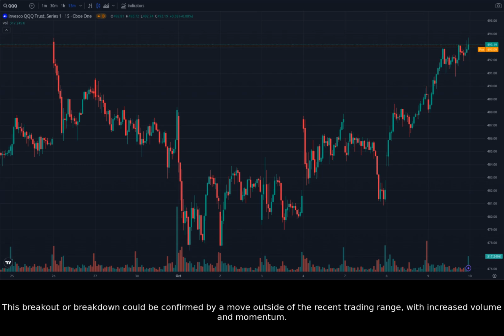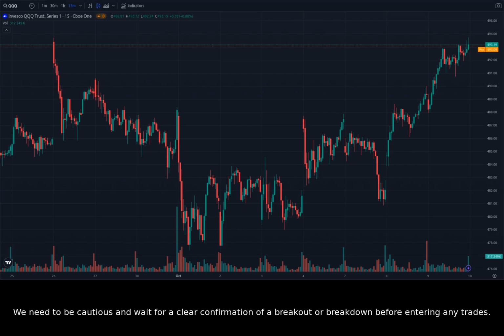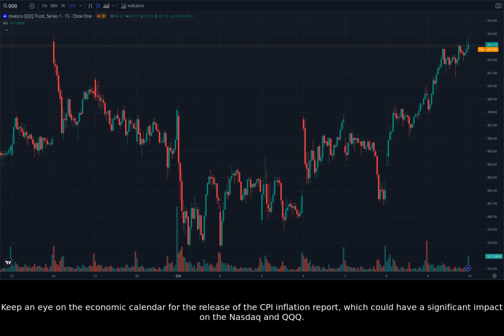We need to be cautious and wait for a clear confirmation of a breakout or breakdown before entering any trades. Keep an eye on the economic calendar for the release of the CPI inflation report, which could have a significant impact on the Nasdaq and QQQ.